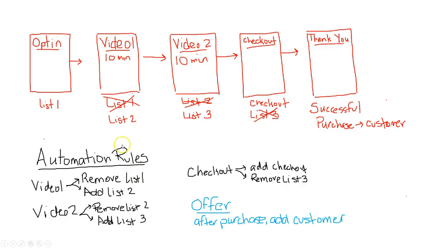So here we are again looking at our automation rules, and we looked at the video 1 rule, which moved them from list 1 to list 2. And then we had the video 2 rule, which moved them from list 2 to list 3, and then the checkout rule, which added them to checkout and moved them from list 3. So we've got a lot of stuff that's happening on the automation rules. We've got some action happening on the offer. So if they go through the purchase process, they're added to the subscriber list.